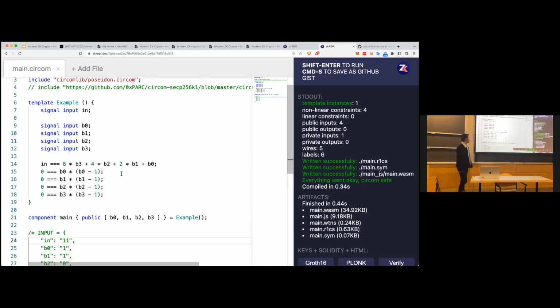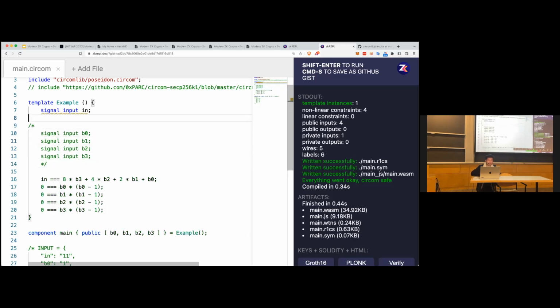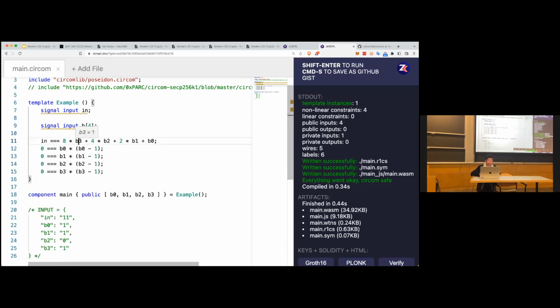So the first thing that I'm going to introduce here is syntactic sugar that allows us to write with arrays and for loops. Because a lot of times, if you're writing a constraint system, a lot of these constraints are similar, and you'd like tools to automatically generate all of them at once. So I am going to turn this into a sequence of array elements. Instead of this, I'm going to write signal input B4. Oops. All right. And then I'm going to replace each of these with indexing into that array.